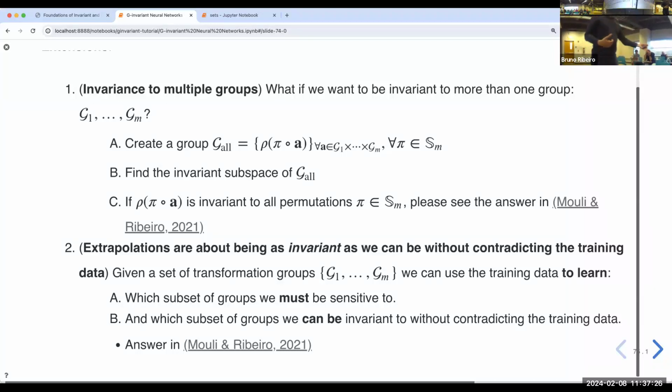Because if you can be invariant to something, why shouldn't you? For instance, if you're training on ImageNet, if you could be invariant to rotations, why wouldn't you be? If the images don't care about rotation, then you should be invariant, right? Invariant to flips, horizontal and vertical flips. So that's that part.